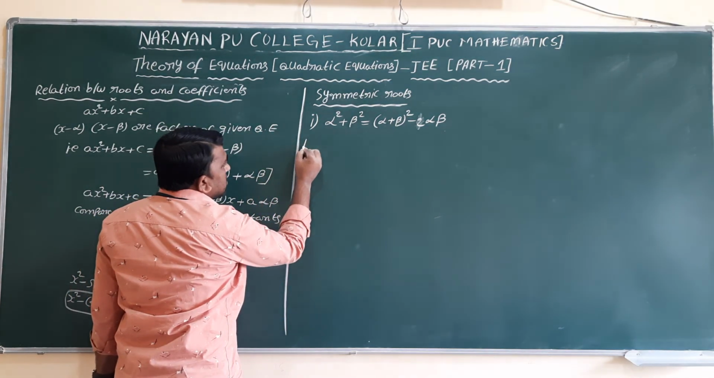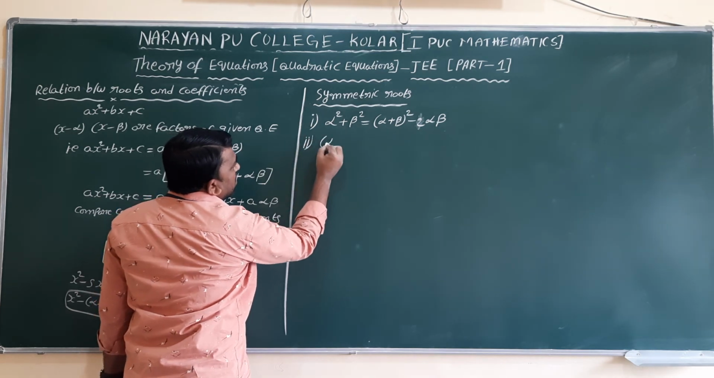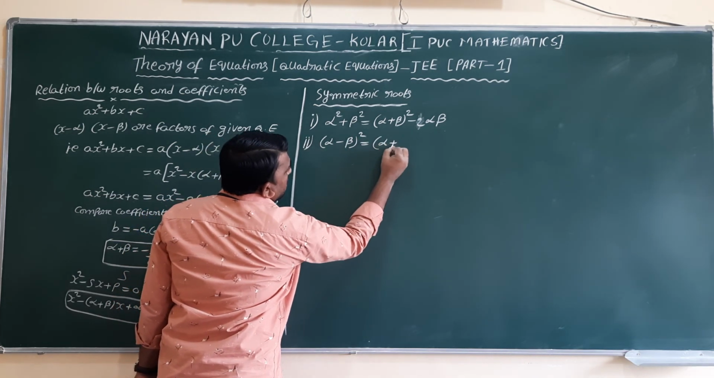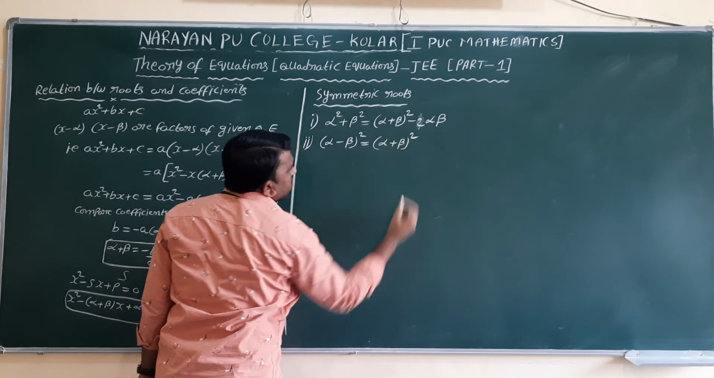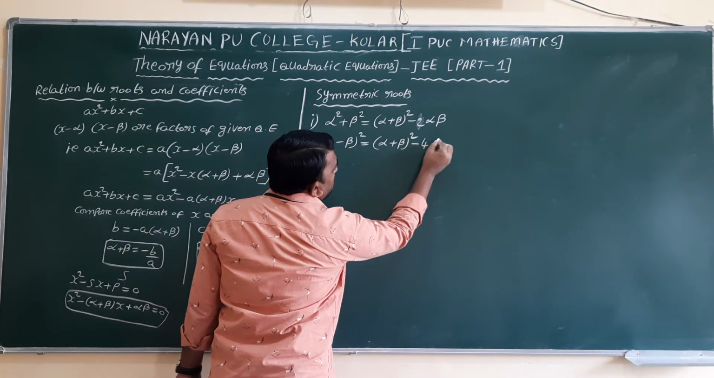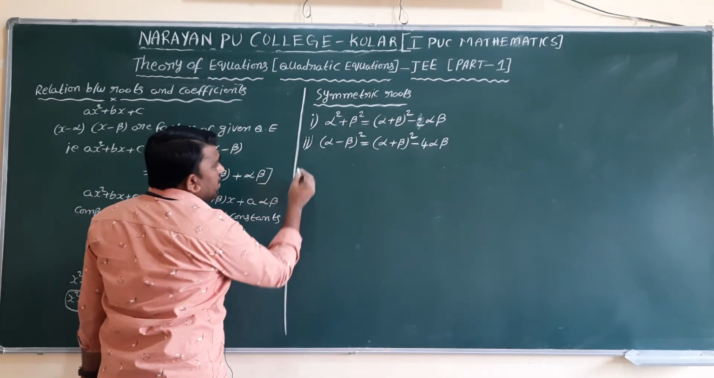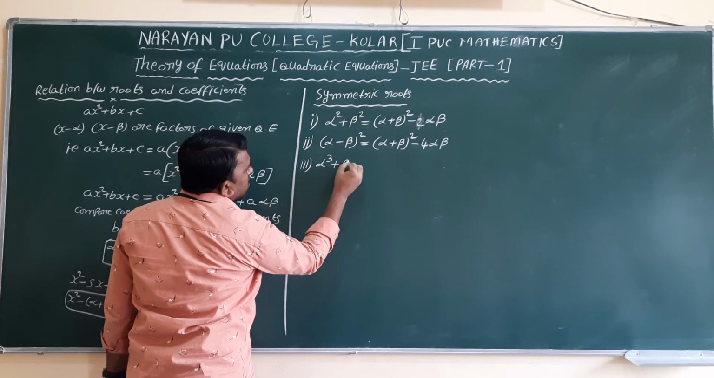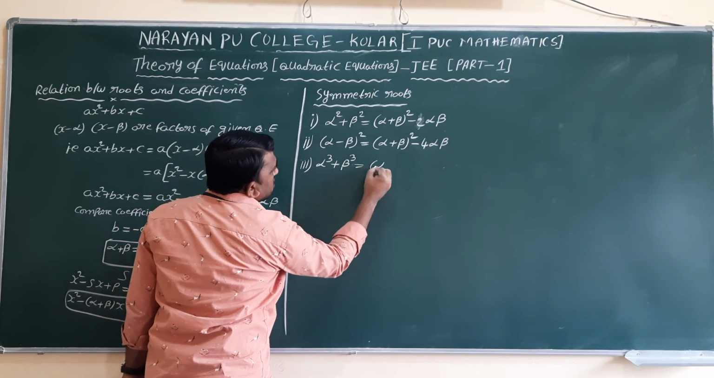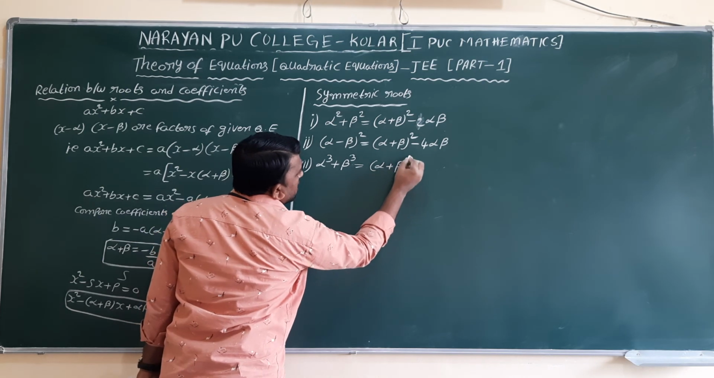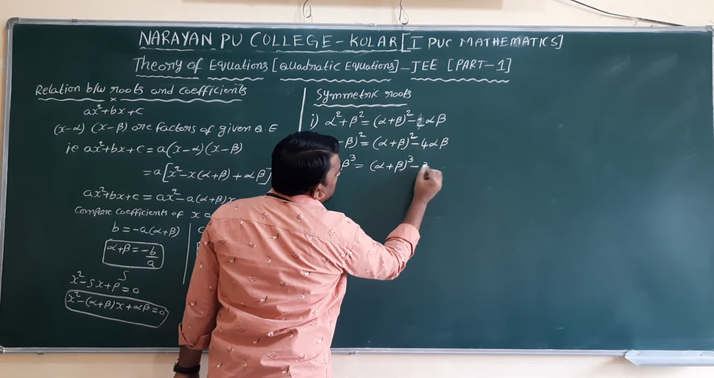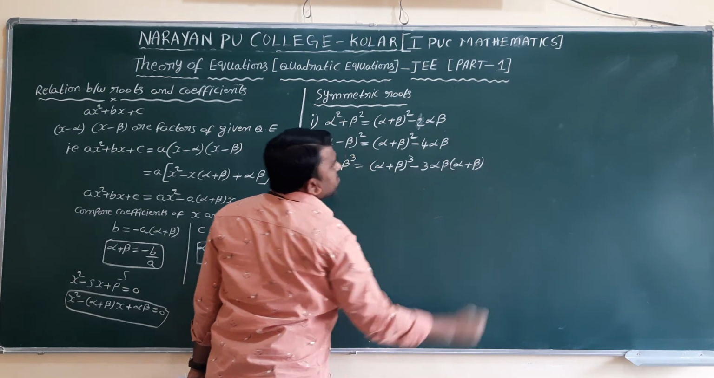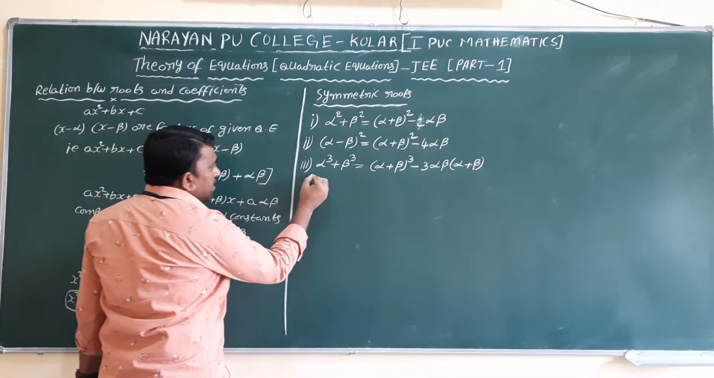Next, the second symmetric result: alpha minus beta whole square. We can write alpha plus beta whole square minus 4 alpha beta. Next, the third one: alpha cube plus beta cube is alpha plus beta whole cube minus 3 alpha beta of alpha plus beta, like that.